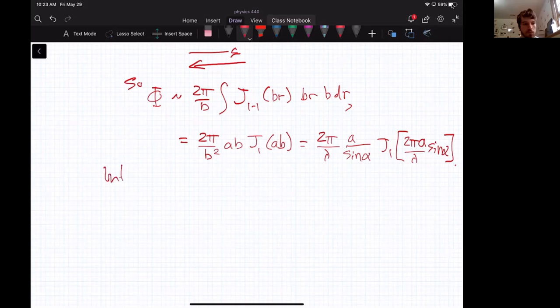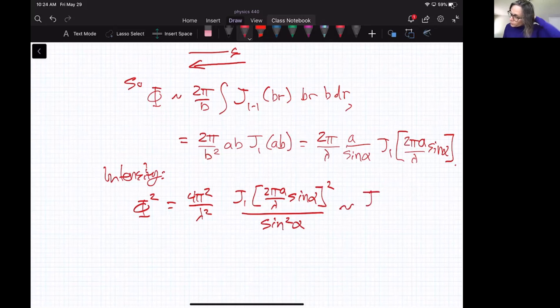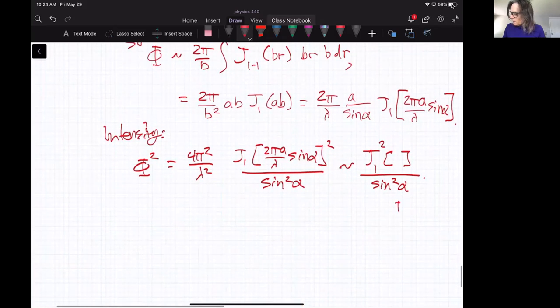Square. Yep. So we want the square. So the intensity is phi squared. So in this case, it's 4 pi squared over lambda squared times J1 of 2 pi a over lambda times sine alpha, squared, over sine squared alpha. That basically means that our intensity is equal to J1 squared times all of that argument over sine squared alpha. And that describes in essence the intensity pattern for the diffraction.